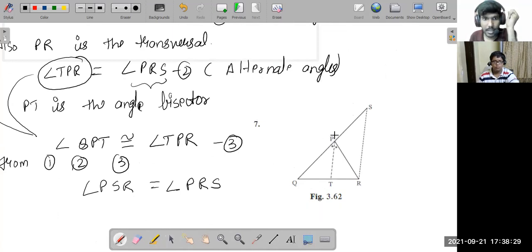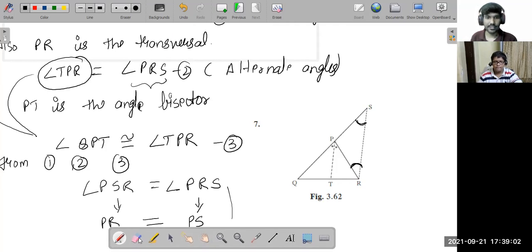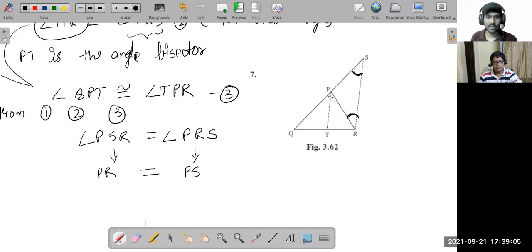Look at these two angles, PSR, this one, and PRS, that is this one. We got these two angles to be equal. Now, we know if two angles are equal, then sides opposite to them are also equal. Which is the side opposite to PSR? PR. And which is the side opposite to PRS? PS. So both of them are equal. You can write the reason here: side opposite to equal angles are equal.